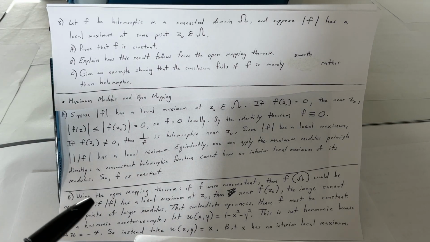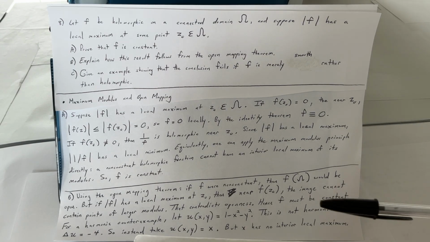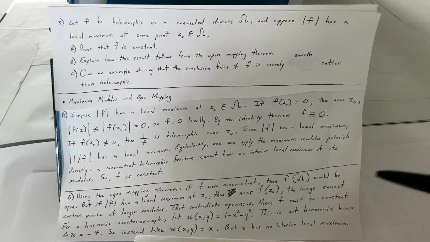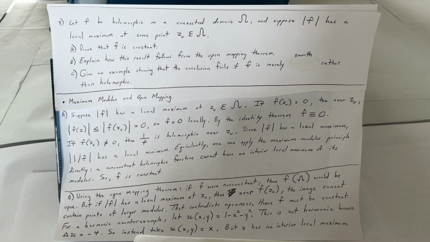So part B, using the open mapping theorem, if f were non-constant, then f of omega would be open. But if the absolute value of f has a local maximum at z naught, then near f of z naught, the image cannot contain points of larger modulus, so that contradicts openness. Hence, f must be constant.